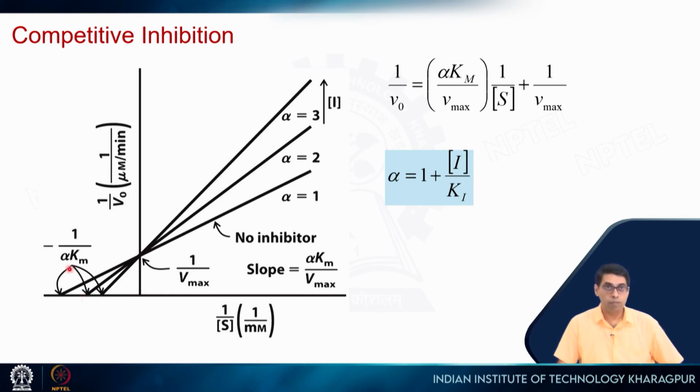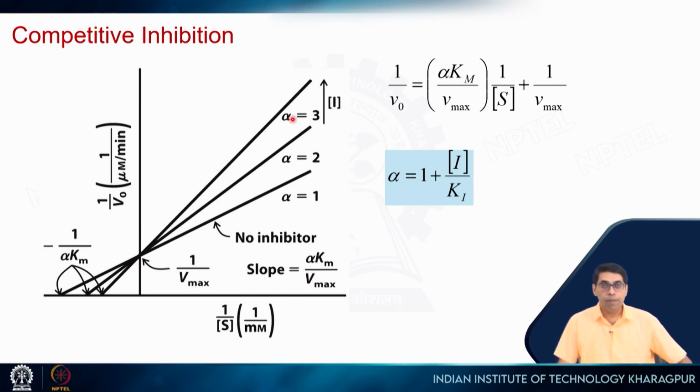So, if Km increases, 1 by Km will decrease, right. If I equals 2 Ki, then this becomes 2. So, alpha becomes 3. So, it further increases. Vmax still remains the same, but Km increases, right. So, my slope keeps on increasing because my alpha Km is increasing, while Vmax remains constant.